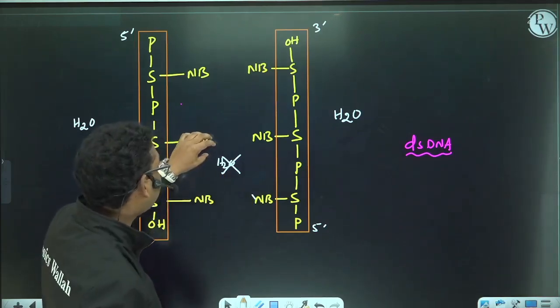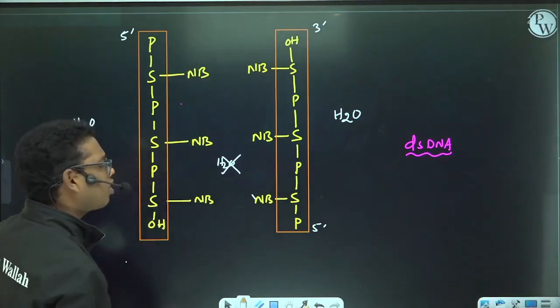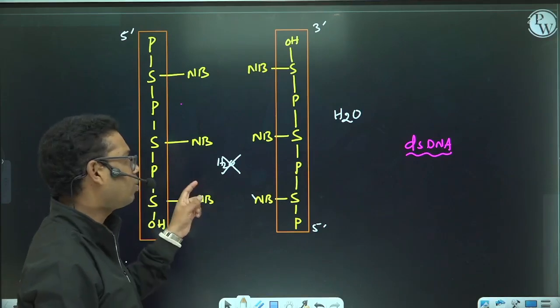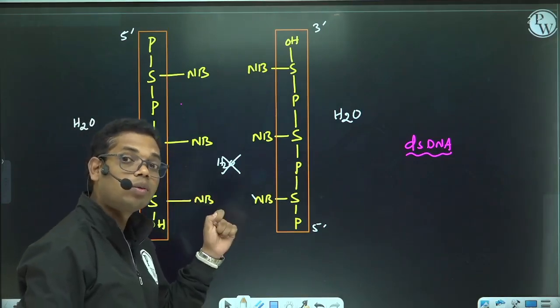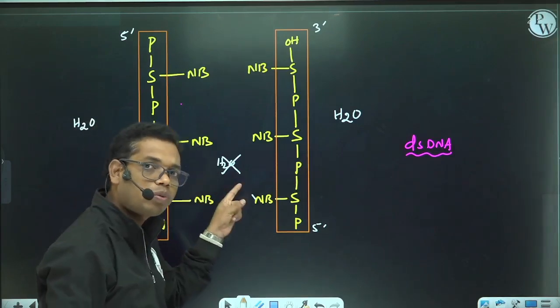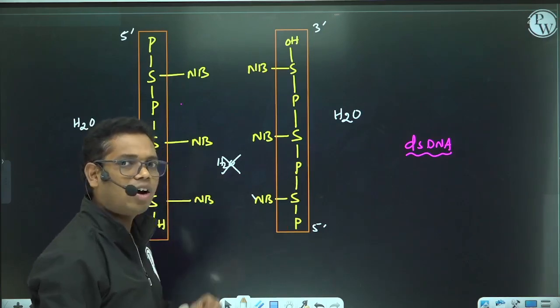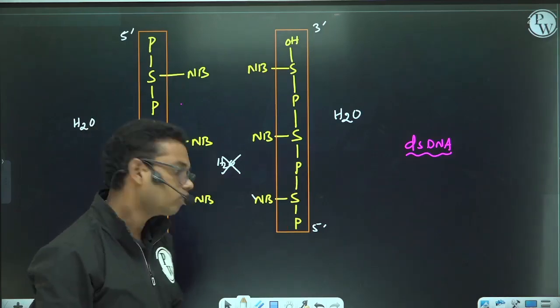This nitrogenous base is not present on the outer side. Why? Because on this outer side, water is present. And this nitrogenous base is hydrophobic, so it has to minimize its contact with water. That is why this nitrogenous base must be present on the inner side rather than the outer side. Clear? Great.